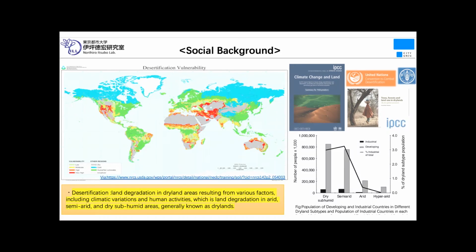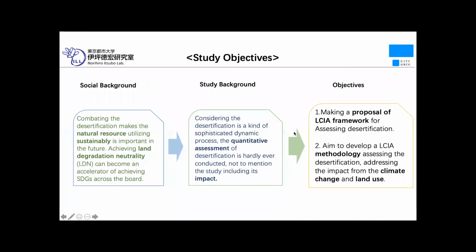It is also being considered by many organizations like the IPCC, the UNCCD, the FAO, and so on. For the social background, addressing desertification makes natural resource utilization sustainable. It's important in the future. Achieving land degradation neutrality can become an accelerator of achieving the SDGs across the board.